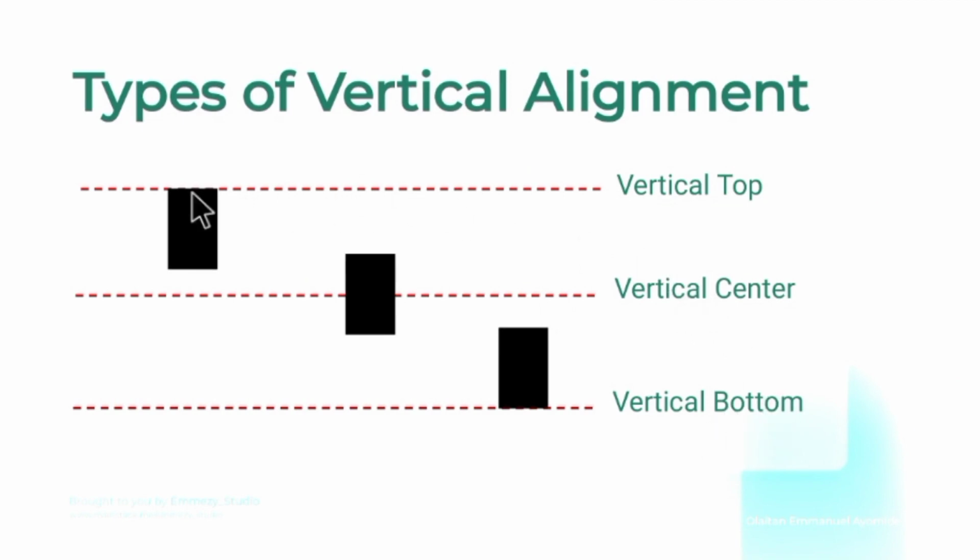The first example right there means the top of the element is aligned to the imaginary horizontal line. The second example shows that this element is aligned to the center of this horizontal line. And the third example shows that the bottom of this element is aligned to the horizontal imaginary line.